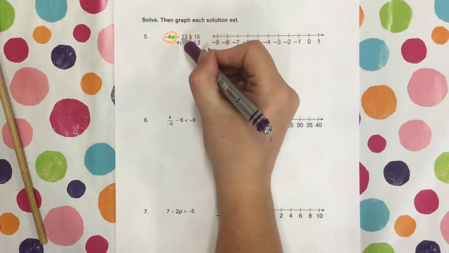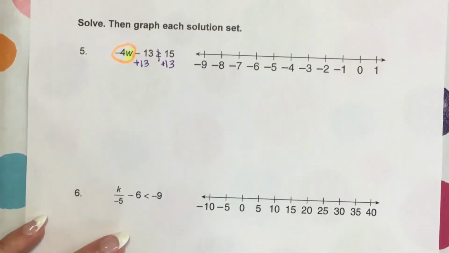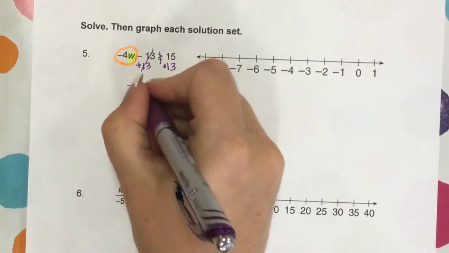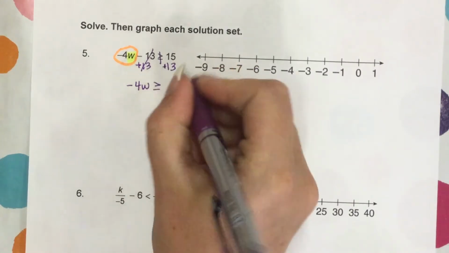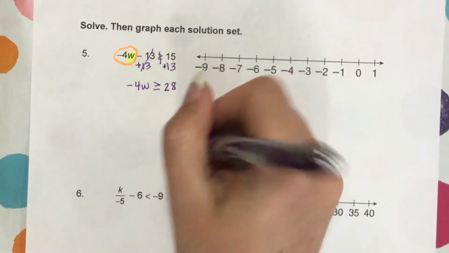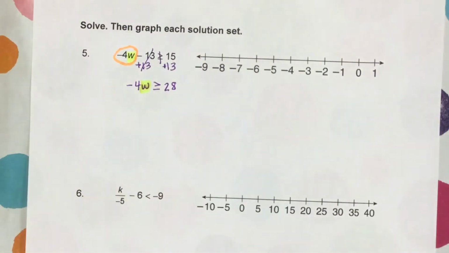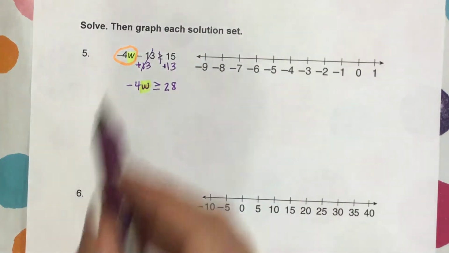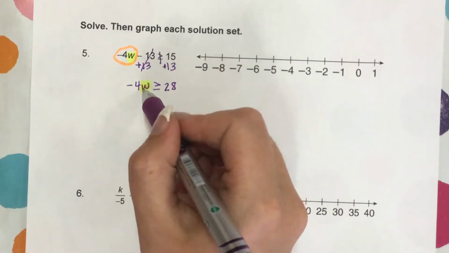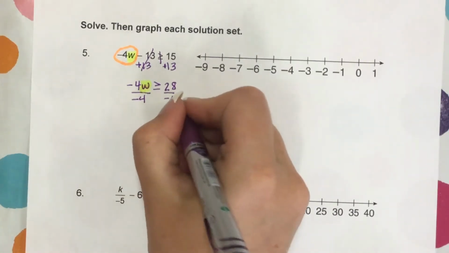All right, cool. So we have negative 13 plus 13. That's going to cancel out and become 0. Okay, and then we're left with negative 4w on this side is greater than or equal to 15 plus 13. 5 plus 3 is 8. 1 plus 1 is 2. Perfect. We are trying to determine what w is. Okay, so we have to get it by itself. Right now there's a negative 4 that's being multiplied by w, so we have to do the inverse operation of multiplication, which would be division. We're going to divide both sides by a negative 4.